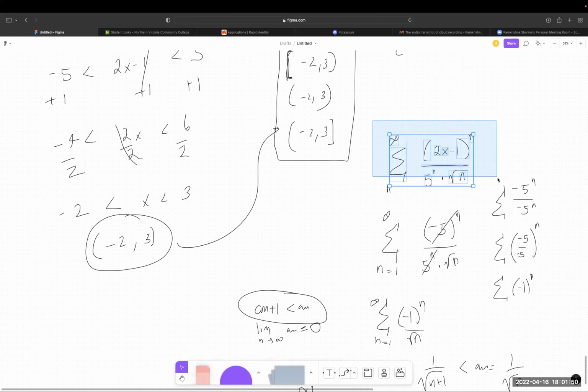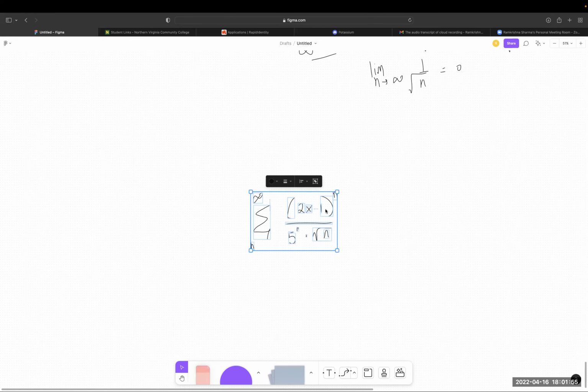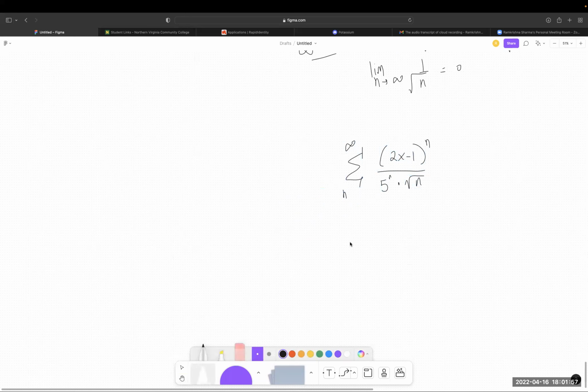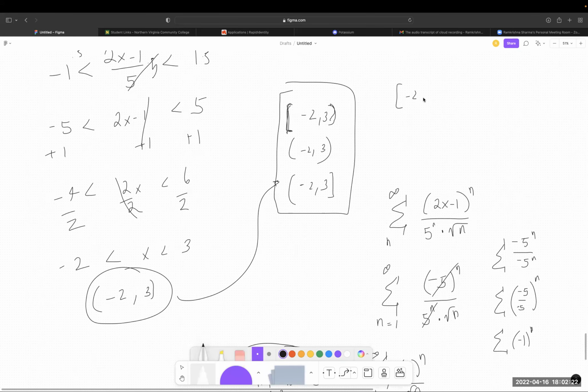For the 3, let's try to plug 3 into this and see what we get. Do we converge? Do we diverge? That's the $1,000,000 question. If you plug 3 in here, you'll have 2 times 3, which is 6, minus 1, which is 5. So you'll have 5 to the n over 5 to the n times the square root of n. And this is just a p-series, which is divergent. And if it's divergent, then you don't include it. That's your answer.